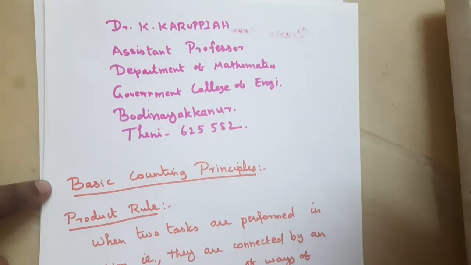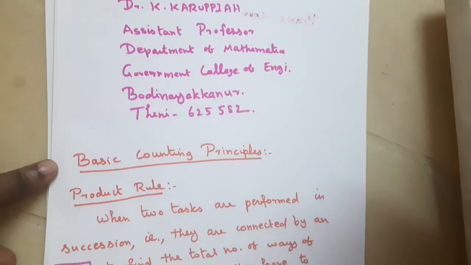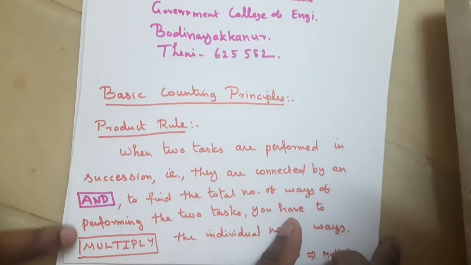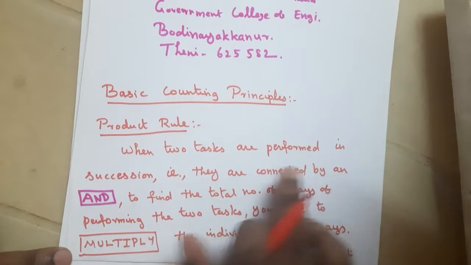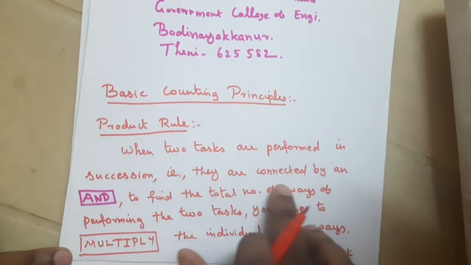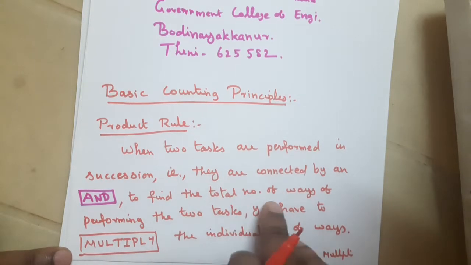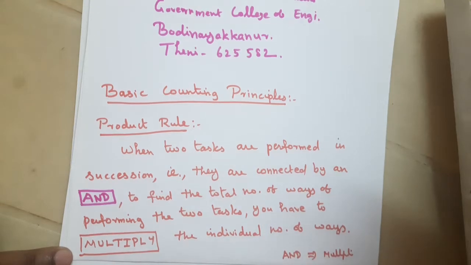Hello students. In this video, we will see the concept of basic counting principles. There are two rules in counting principles. One is called the product rule. The product rule says that when two tasks are performed in succession, that is, they are connected by the word and, to find the total number of ways of performing the two tasks, you have to multiply the individual number of ways.